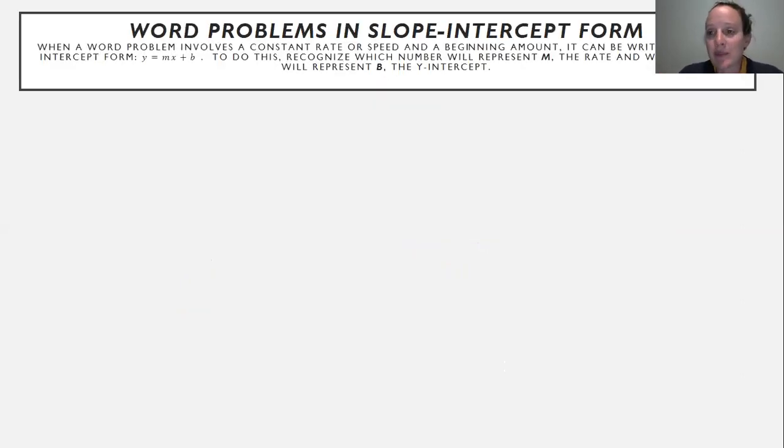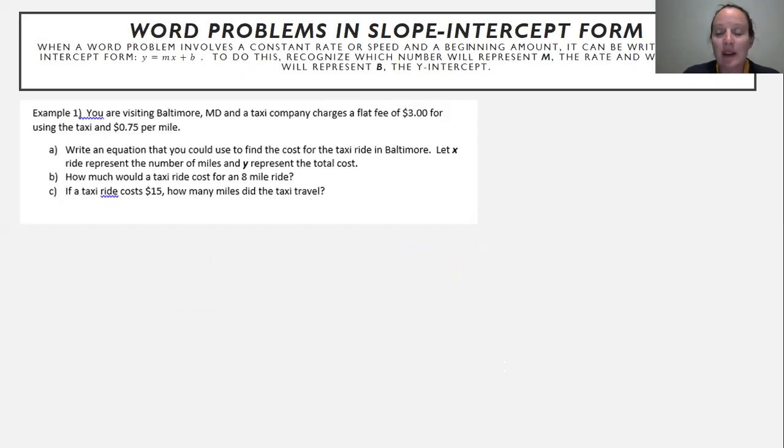Word problems. So the very first two word problems are going to be in slope-intercept form. This makes you go back to slope-intercept and think about, okay, what's going to happen in slope-intercept? y equals mx plus b. So you're looking for m and you're looking for b. So let's look at part 1.